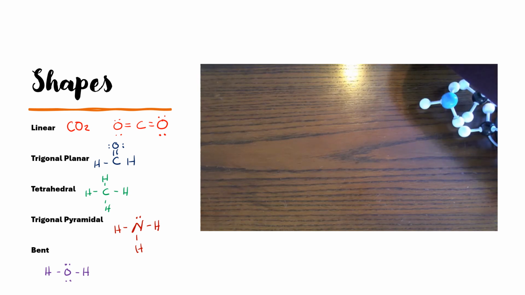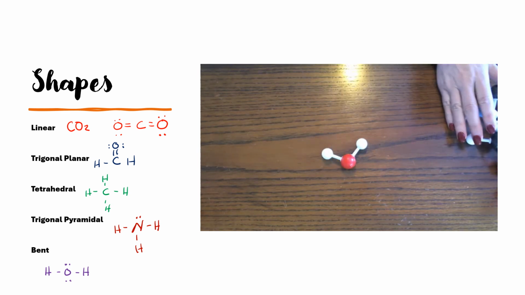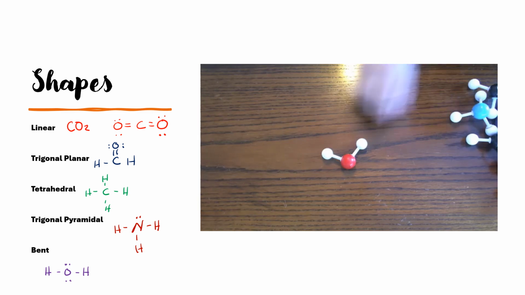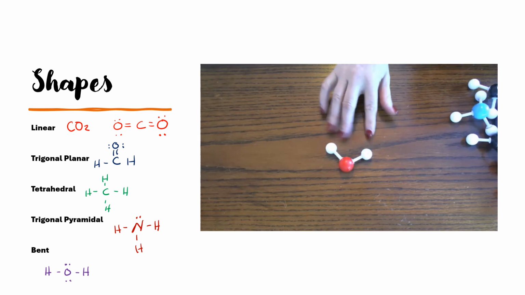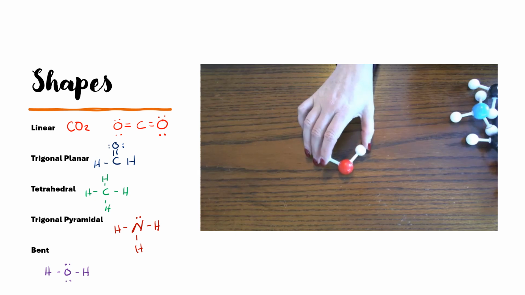All right, last is water, and this is what water looks like. So for water, I've got my oxygen as my central atom, I've got 2 hydrogens, and then I have 2 lone pairs on that oxygen, and that does take up space. And so it does create this overall bent shape for the molecule.